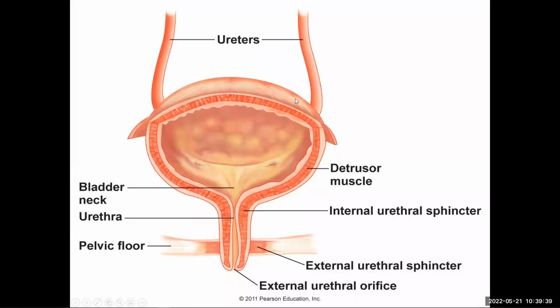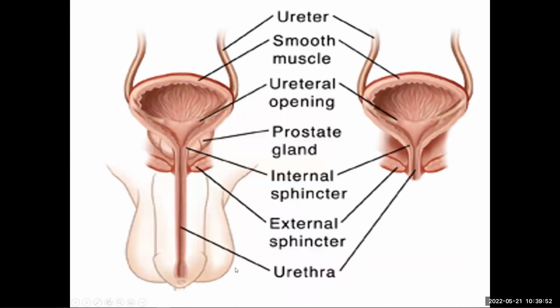So this is showing here, again, the detrusor muscle, the ureters. This is the neck of the bladder, the urethra, and this is where you have the internal sphincter muscle, and this is the external sphincter muscle. Right, and again, this is showing the two, the ureter, the smooth muscle, urethral opening, prostate gland, note for male and female. All right, so notice with males, the urethra is longer.